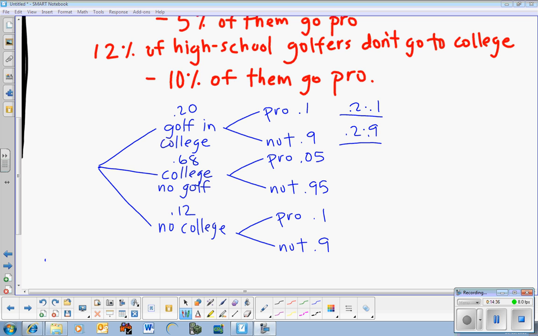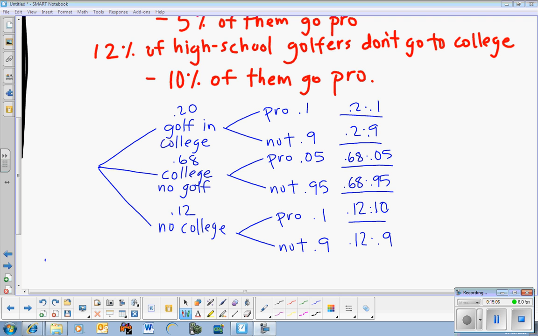You go to college but don't play, and then you make it pro. Multiplying out as we go. You go to college and don't play and don't make it to the pros. Or you don't go to college at all, you still make it, and you still make the pros. Or you don't go to college at all, and you don't. All right, so these outcomes are not all equally likely. They are different based on the different chances.